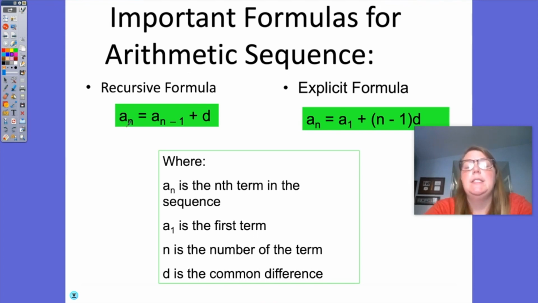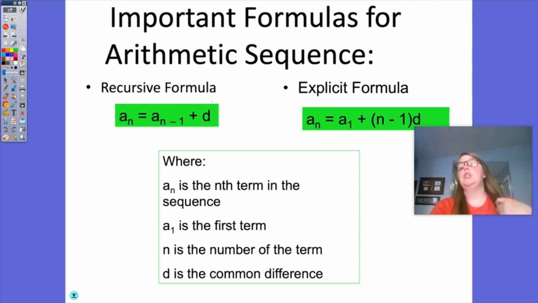It says a sub n, which is just referring to any number in the sequence. I don't want you to get confused by the labels here. That's just saying any number of the sequence, I can take the previous number and add the common difference. Now that common difference could be a positive if we're adding numbers, or it could be a negative where we're subtracting numbers. So that is just saying I could take the number before and either add or subtract that difference to find the next number.